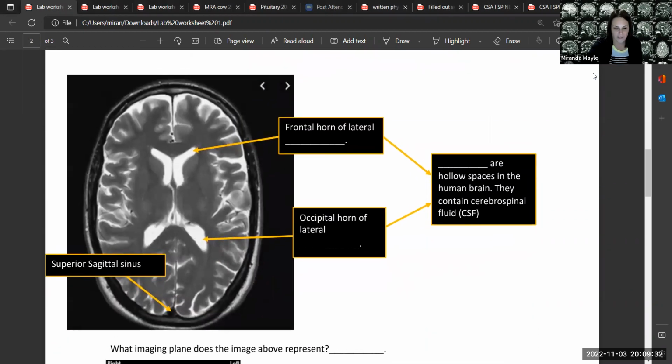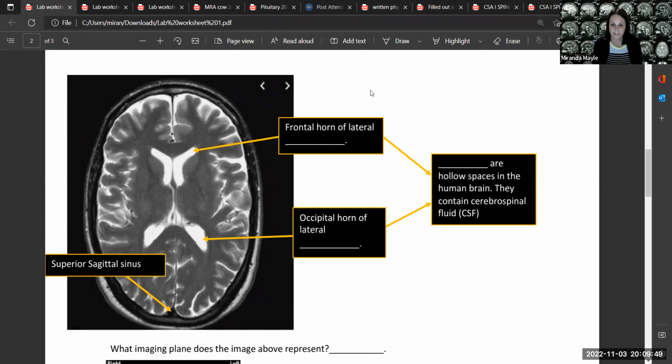All right, what imaging plane is this? MRI of the brain. Axial. Axial, good. Again, be able to recognize your scan planes. There's only really three of them that we utilize. You should be able to identify all of them.